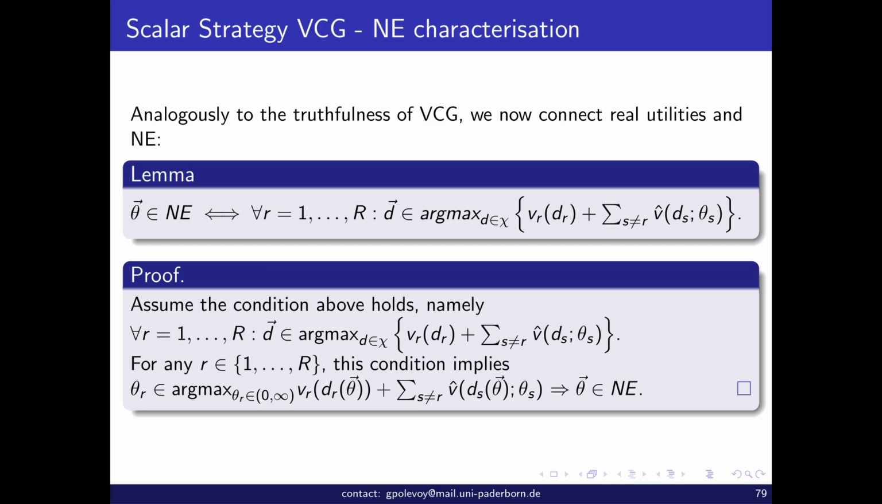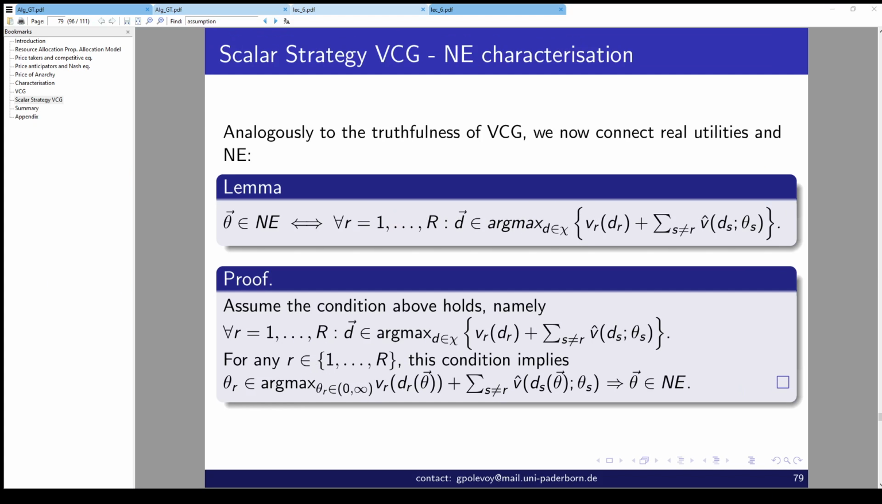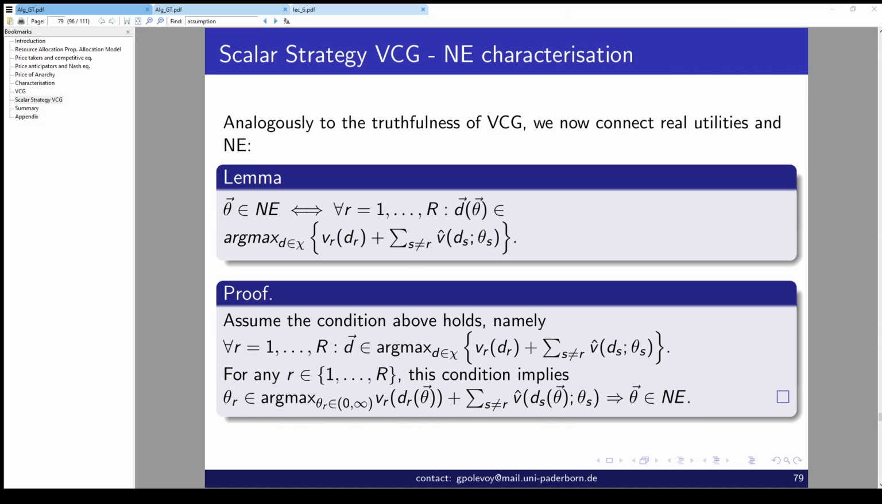What we basically prove is not yet about truthfulness. We prove that the vector theta is a Nash equilibrium if and only if for any player the allocation. Pay attention, here it's about theta, here it's about allocation. So yeah, there was a typo. Now I fixed that.